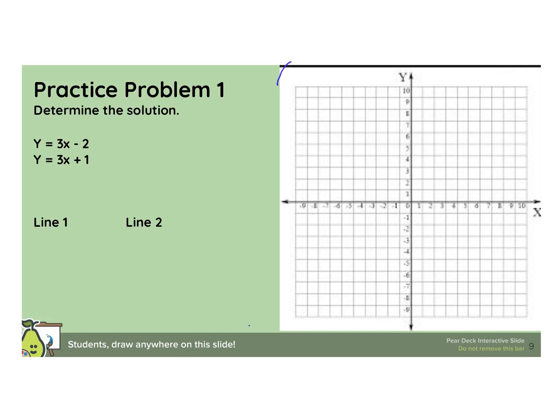Okay, so we have two equations. They want us to determine the solution. So let's start with line 1. The slope is 3 over 1, and the y-intercept is -2.